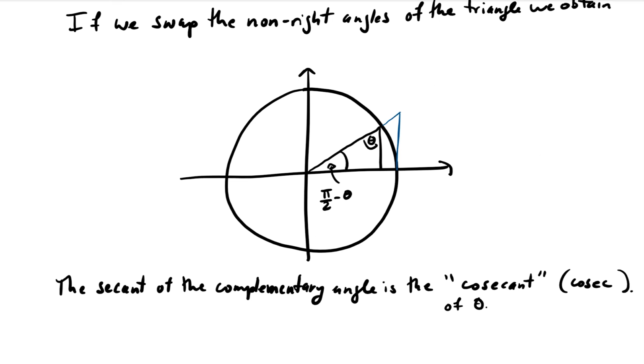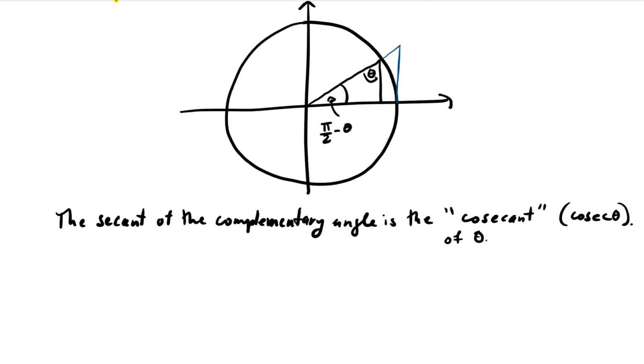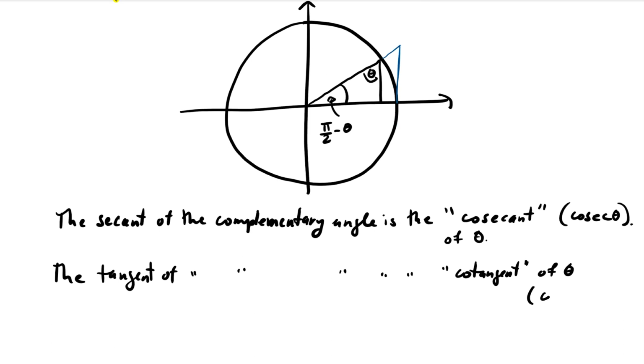Okay, and similarly, we're going to write it as cosec theta. The tangent of the complementary angle is the cotangent of theta, and we're going to write it cotan theta. So let's see in terms of sine and cosine what those quantities are.